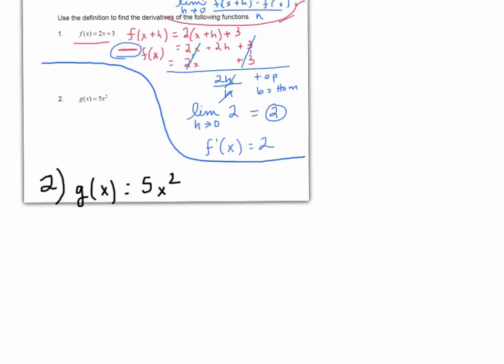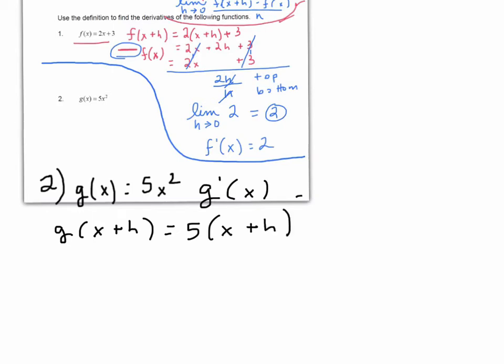Okay, let's move on to our second example. G of x is equal to 5x squared, and we want to find the derivative g prime of x. So again, we're going to start the same way. We're going to start by finding g of x plus h. And all that means is we're going to take x plus h and plug it in for our x in our original function. So that's what it looks like at first pass.